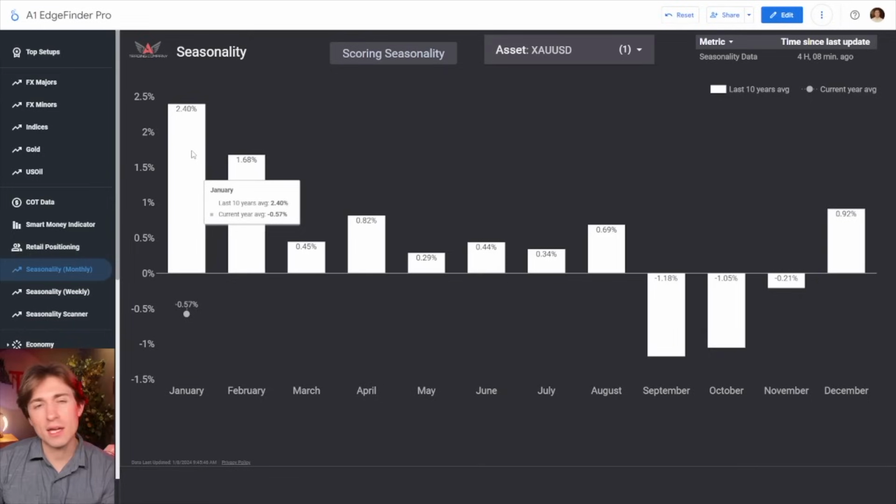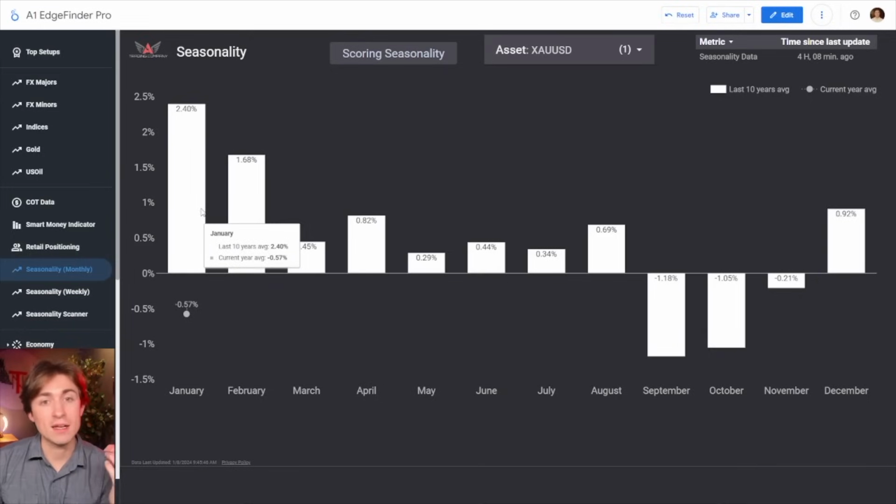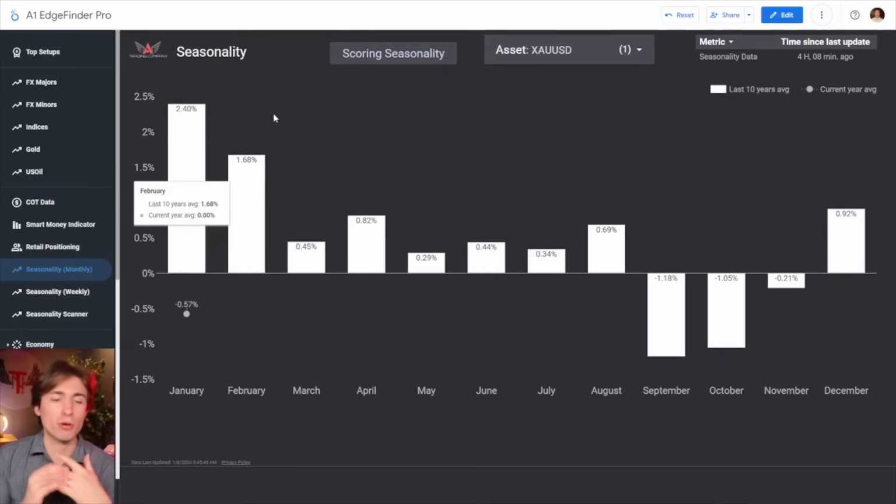The cool thing and also the not so cool thing about data is that data helps you to build more confirmed trade ideas, but it doesn't guarantee trade ideas, right?